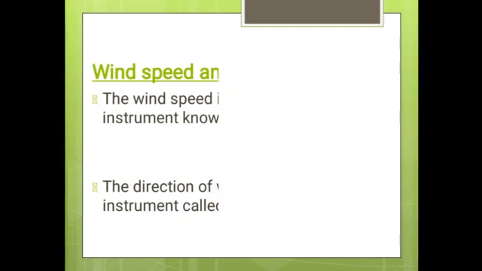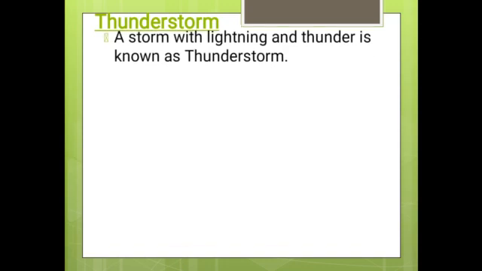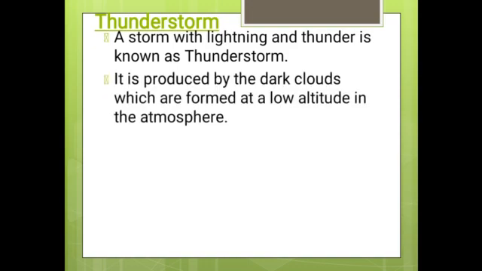Now let us discuss thunderstorms. Wind plays a significant role in the formation of thunderstorms, cyclones and tornadoes, which cause disasters. So what is a thunderstorm? A storm with lightning and thunder is known as a thunderstorm. It is produced by the dark clouds which are formed at a low altitude in the atmosphere. Thunder and lightning are the main features of the thunderstorm.